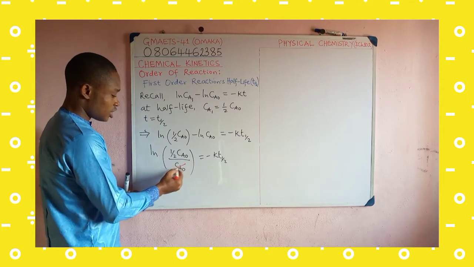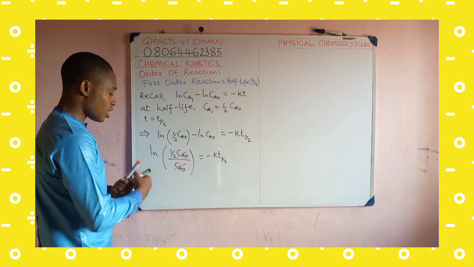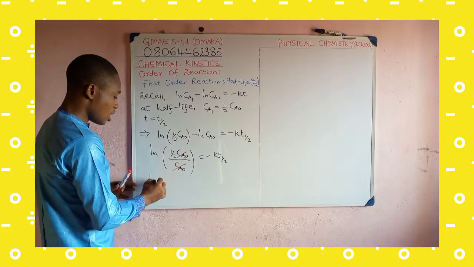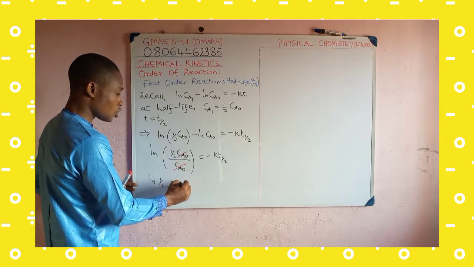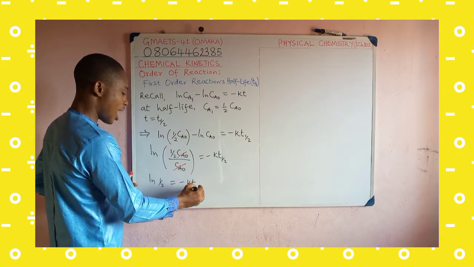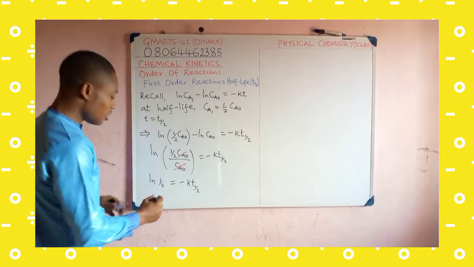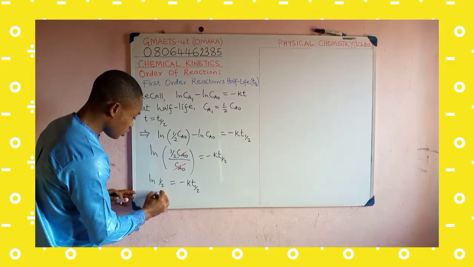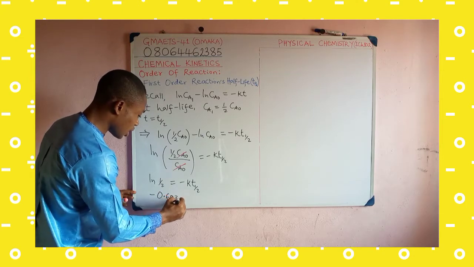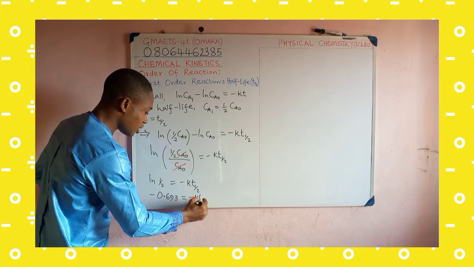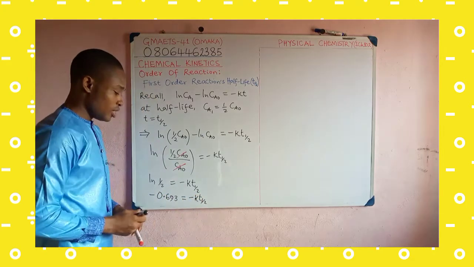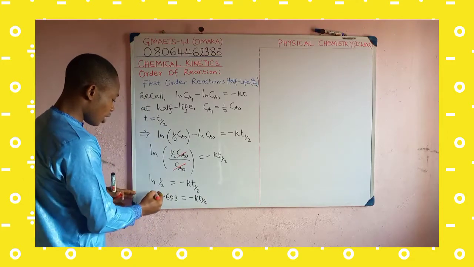Notice that these initial concentration terms will cancel out, and once that happens, I'll have ln half equal to minus Kt half. If you press your calculator, ln of half would give us minus 0.693. And that will be equal to minus Kt half, alright? So the negative terms will cancel out.